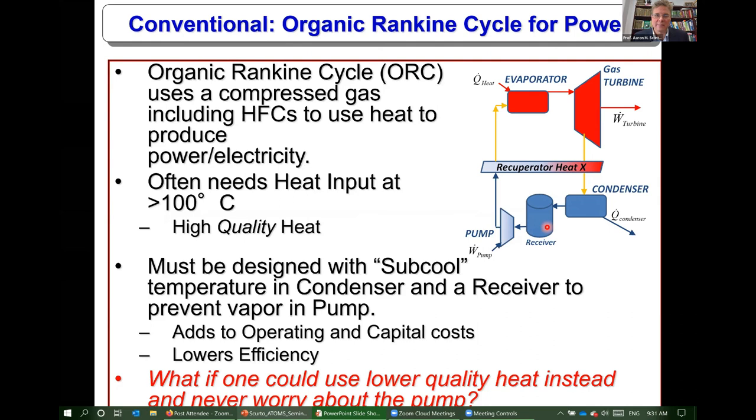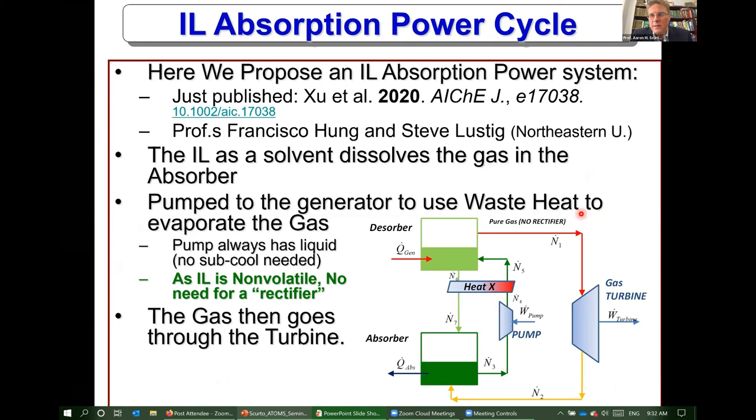The other thing is that a lot of these cycles require a decent quality heat, usually in excess of 100 degrees Celsius. So is there something we can do that can lower the temperature of this required heat and maybe potentially get around this fact that we need these subcools and receivers, etc., for these types of power cycles? And so one thing that we've proposed and actually recently published, this was a collaboration with Francisco Hung and Steve Lustig at Northeastern University.